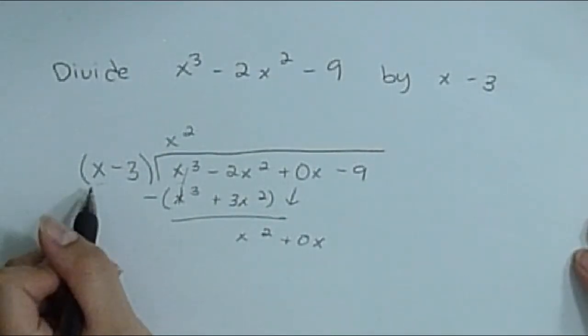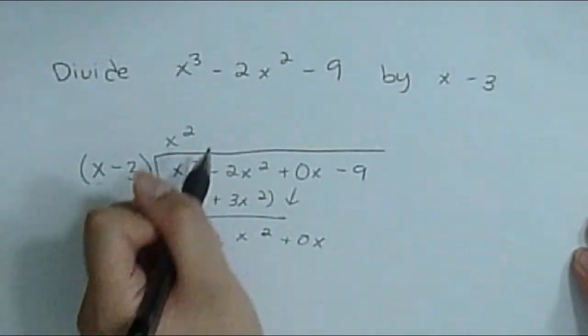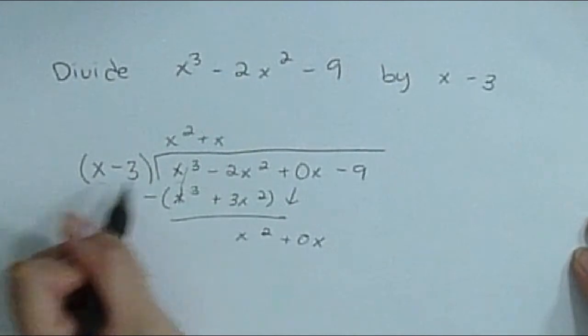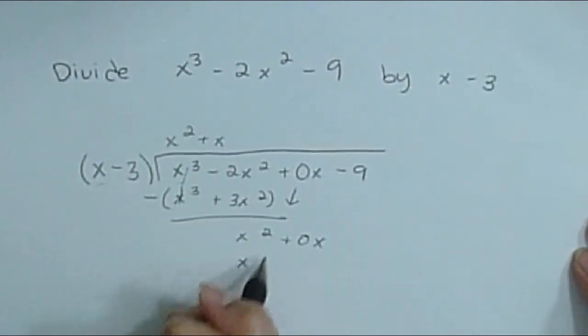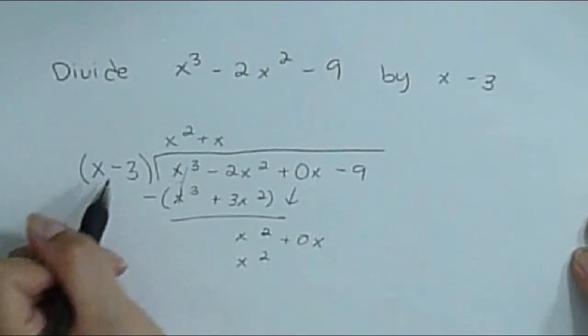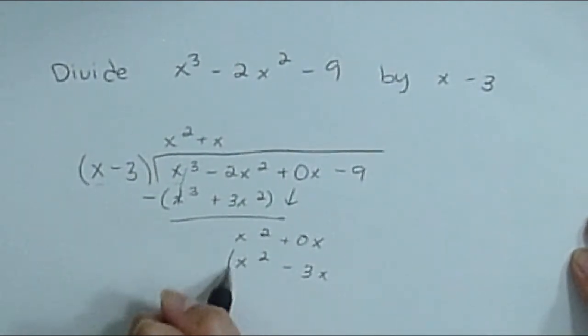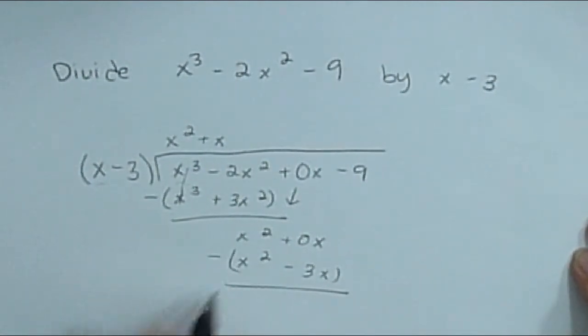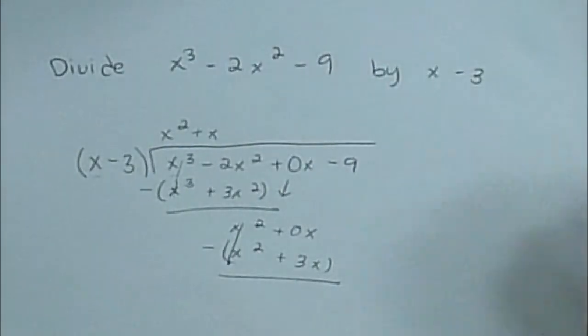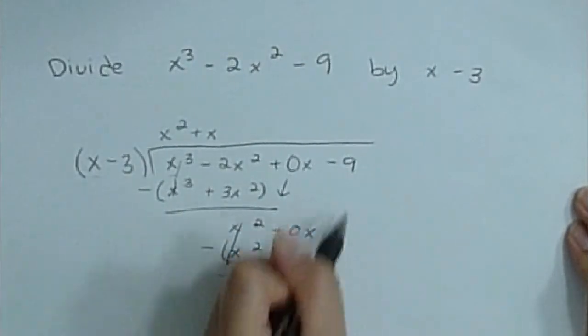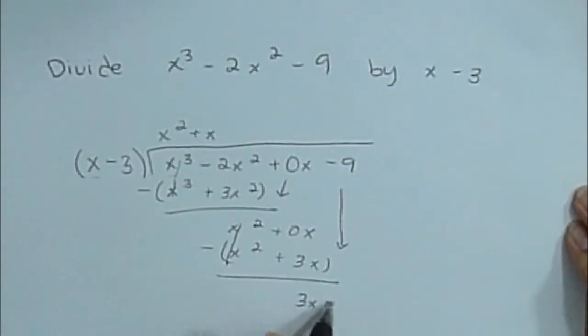So what times x will give you x squared? And that would be plus x, and you multiply x by x, which equals x squared. Negative 3 times x is negative 3x. Put it in parentheses and subtract. This becomes a positive 3x, and you're left with 3x, and then you bring down that negative 9.